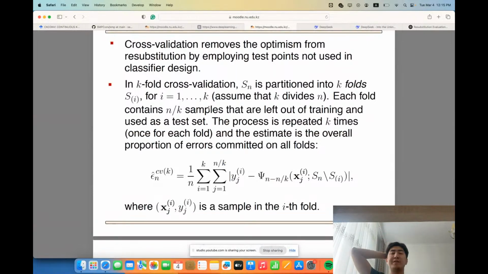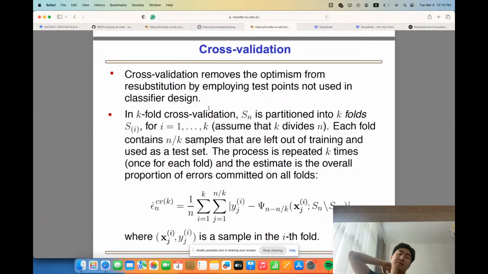Now we are moving to cross-validation. I hope you all know what cross-validation is. However, we will talk about it again, and we start with this. Cross-validation removes the optimism of substitution by employing test points not used in the classifier design.